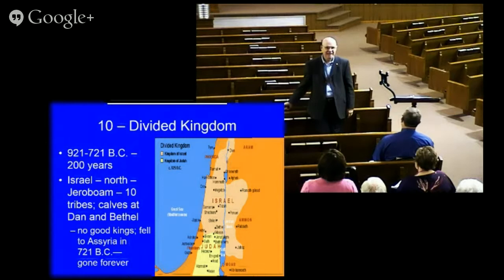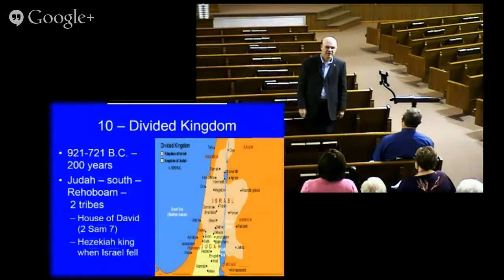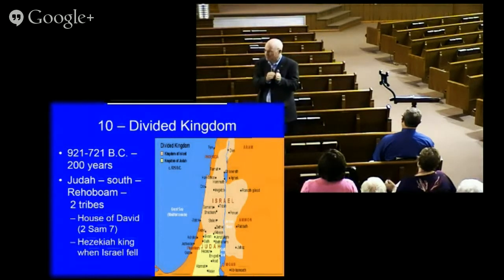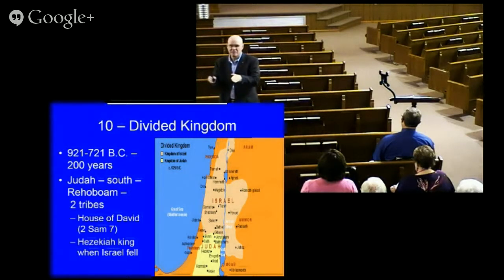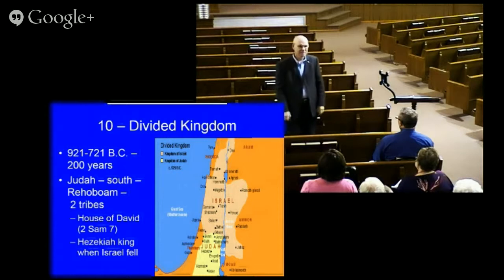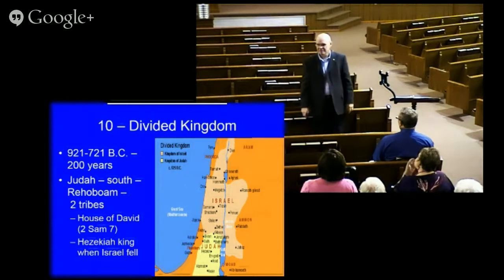All right, in the south then, same time, we have Rehoboam reigning. He has 2 tribes. This is the lineage of the house of David. 2 Samuel 7 comes through this. Rehoboam being Solomon's son. 2 tribes in the south. Rehoboam's the king. They try to follow God. Lots of wicked kings in a minute. There are some good kings there. And in 721, when Israel fell, Hezekiah is the king that's reigning in Judah, the south.